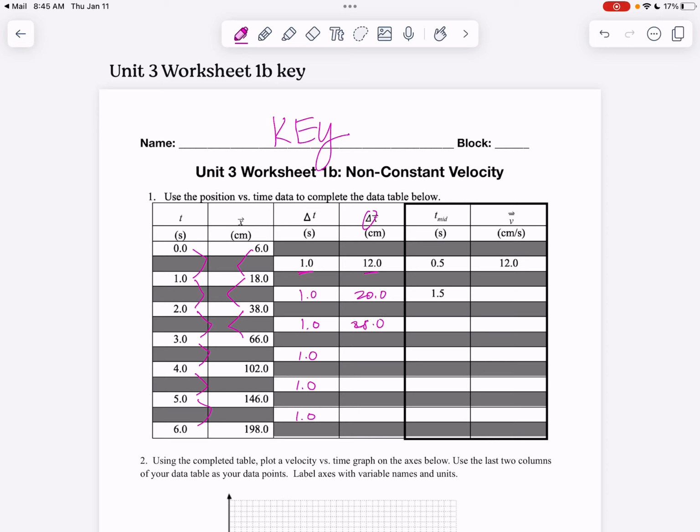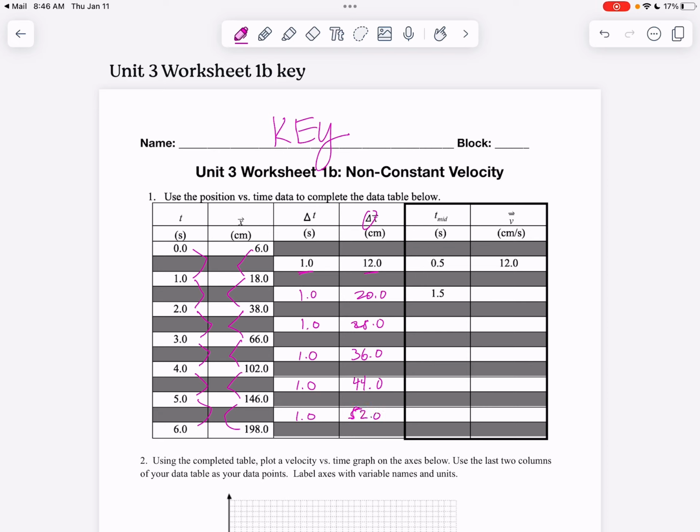102 minus 66 is 36. So see what I'm doing here? This one is 44. And then 198 minus 146 is 52.